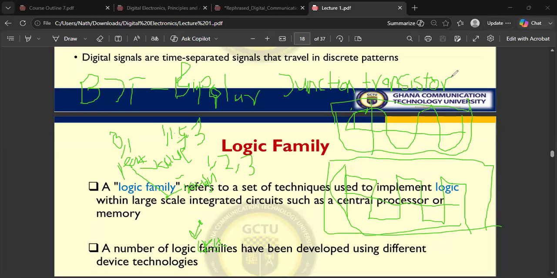So I said there are two categories of logic families. You have the ones that are built from bipolar junction transistors. Then we have the ones that are built from MOSFET.